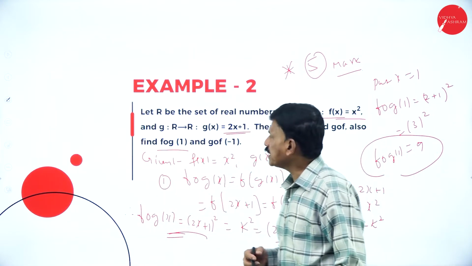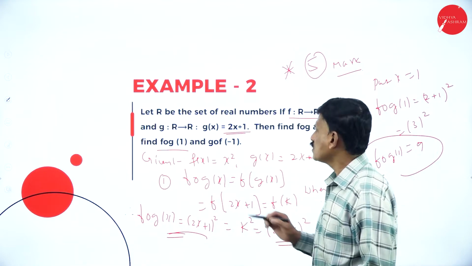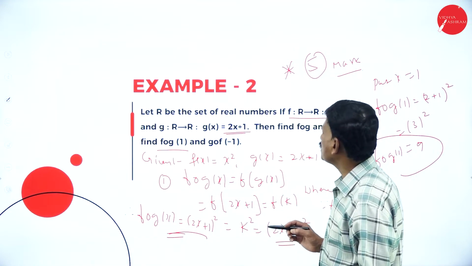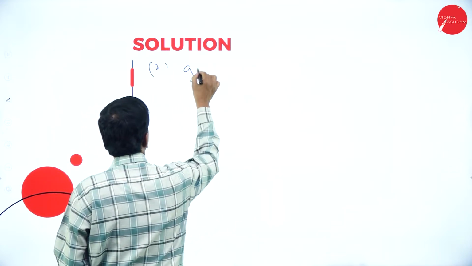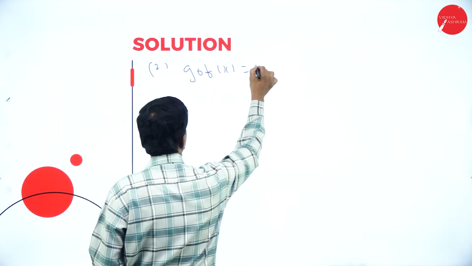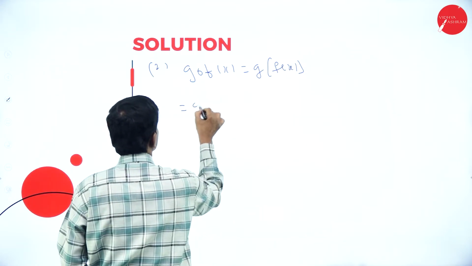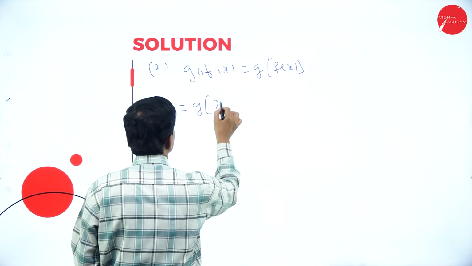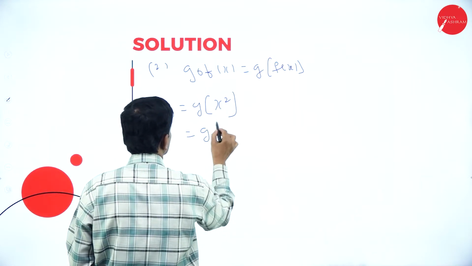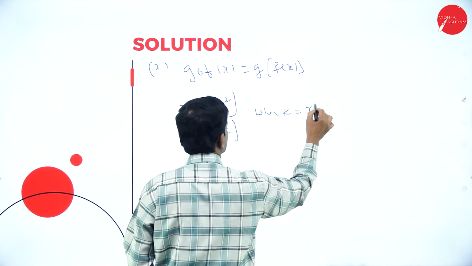Now let us come to the second part. What is to find? g naught f of x. So f naught g of x, then g naught f of x. Second part, g naught f of x. So what is the definition? g of f of x. Since this is equal to g of, what is f of x? f of x is equal to x square. Now let me call it as k again. What is k here? Where k is equal to x square.